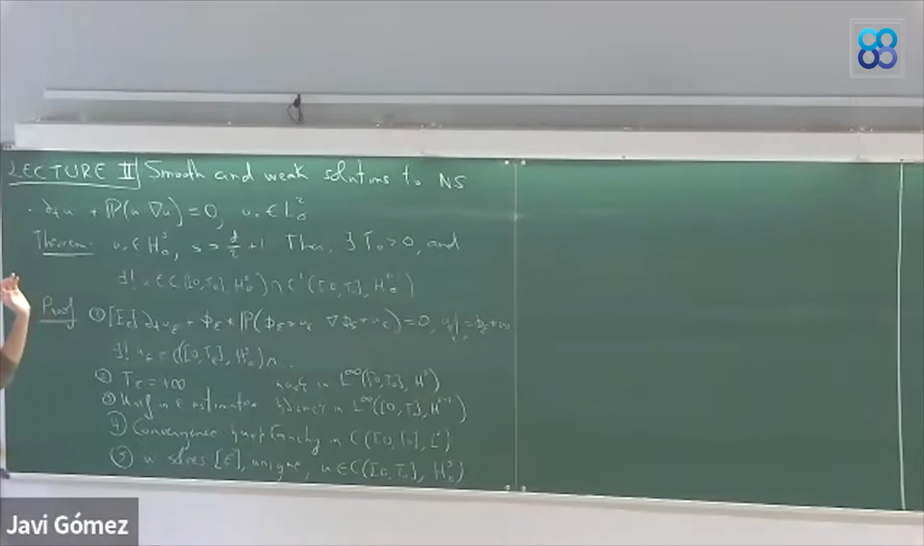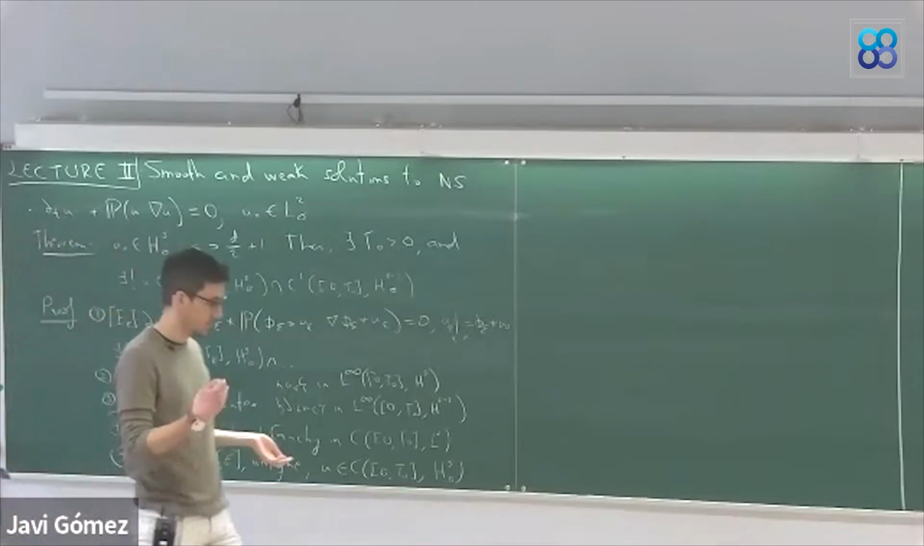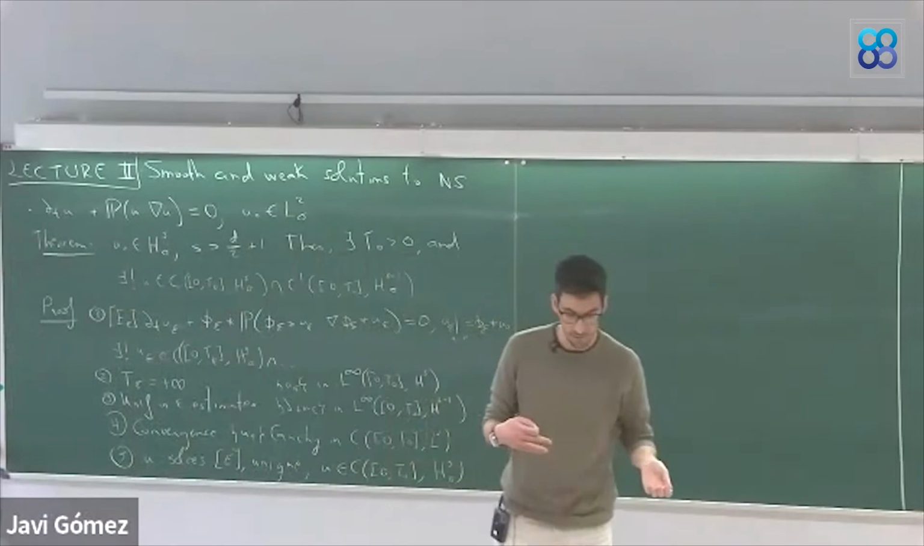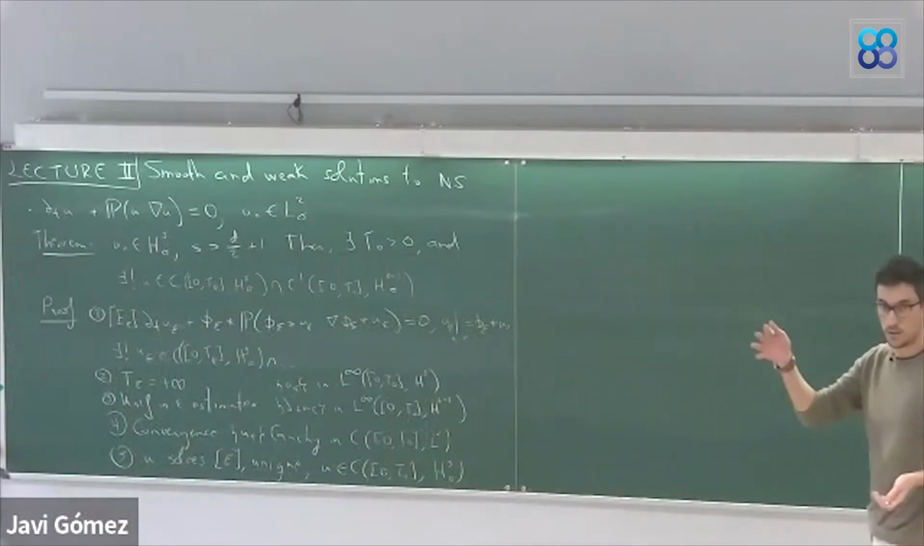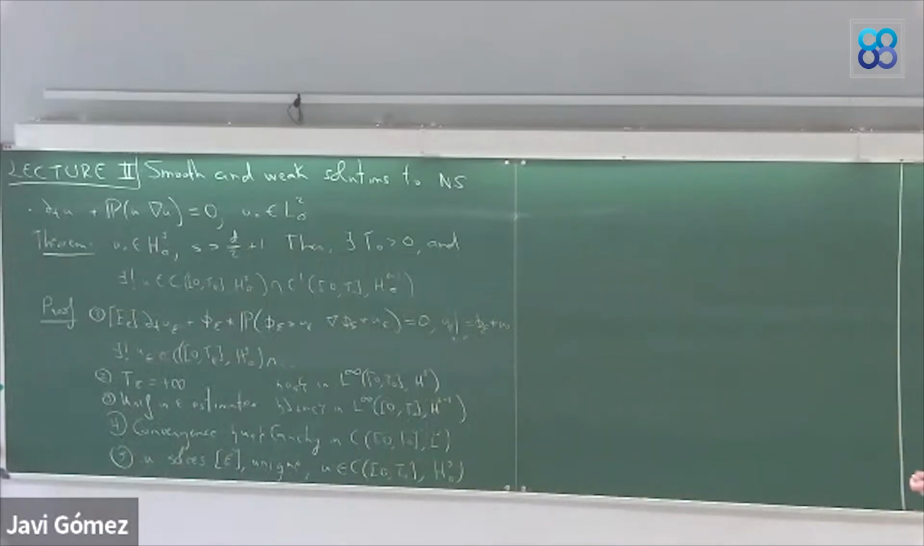So basically the first theorem that I'm going to prove, which is this one for Navier-Stokes, is far from sharp because we are asking a lot of regularity for the initial data, and we can do better in the case of Navier-Stokes, which will be the second part of this lecture, and probably on the fourth lecture I will go back to that.